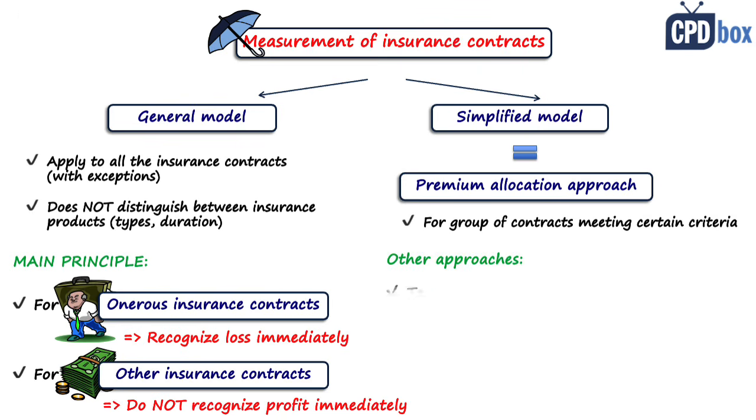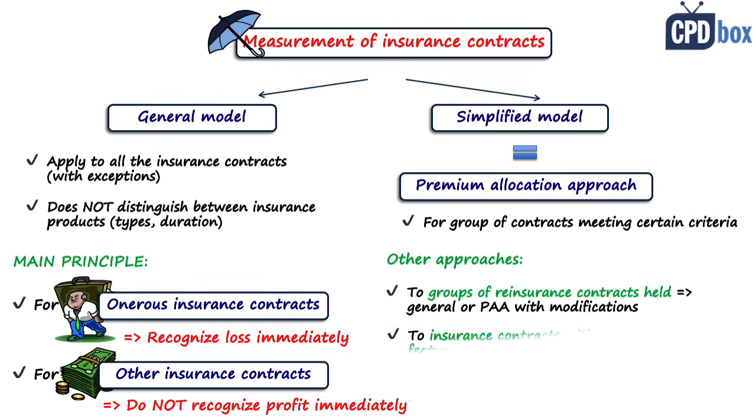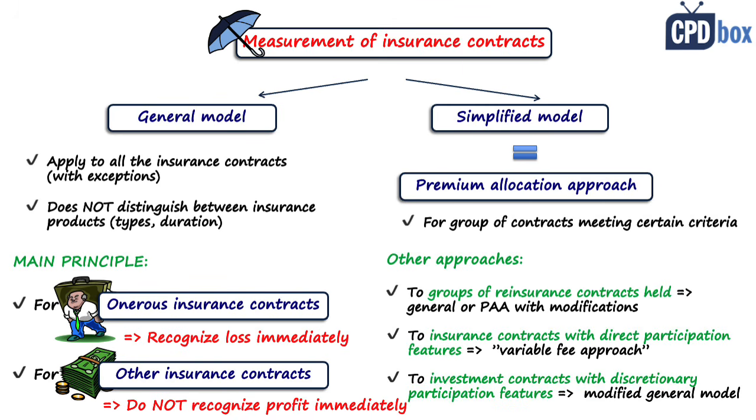So to a group of reinsurance contracts held, we would apply the general model with some modifications, or even the premium allocation approach with modifications. To insurance contracts with direct participation features, we would apply the variable fee approach. To investment contracts with discretionary participation features, we should apply also the general model with modifications. So this is just a short overview of different approaches to the measurement of insurance contracts as required by IFRS 17. And let's focus now on the basic components of the general model.